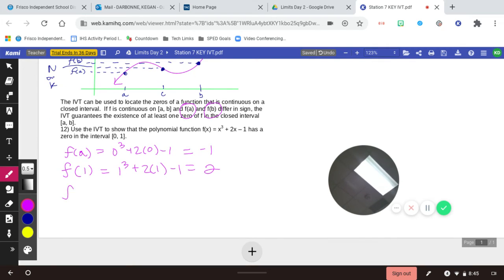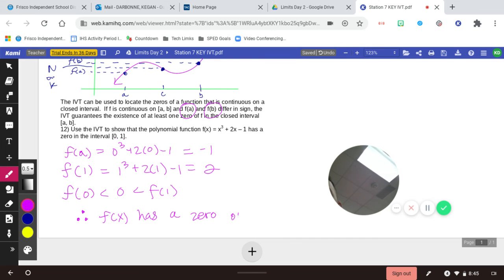Okay? So f of 0 is less than 0 because it's negative, and f of 1 is greater than 0 because it's positive. So we went from negative 1 to 2, so we had to go through that 0. So therefore, f of x has a 0 on 0 to 1. Okay, so pretty short and sweet.